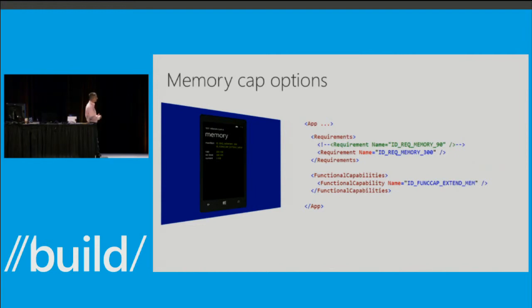ID_REQ_MEMORY_90 was the old one for Tango 256. It's sort of redundant. You can put both 90 and 300 in if you want, we just ignore the 90. So it doesn't make any difference if you leave it in. The positioning of the entries in the manifest is important, and they go in a particular place, and it's different between a 7 manifest and an 8 manifest. But you can look that up on MSDN.